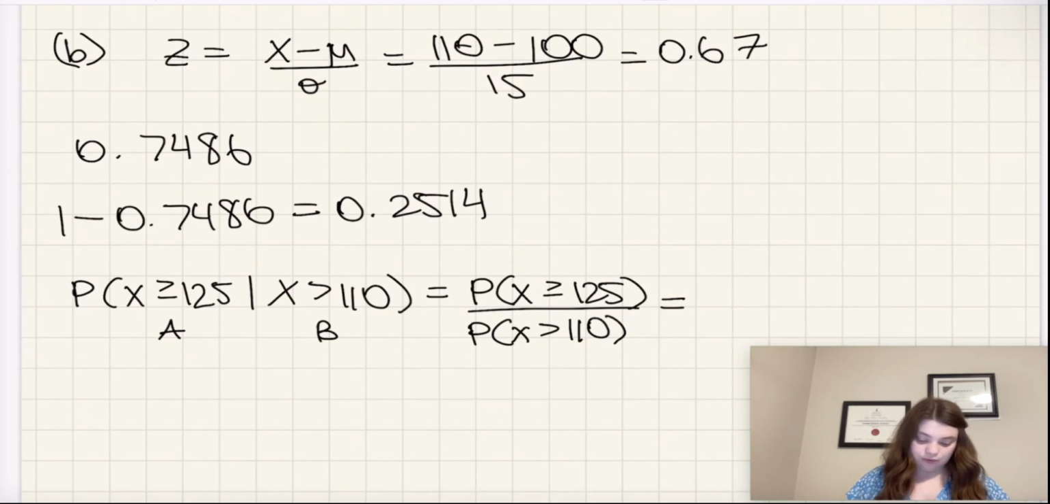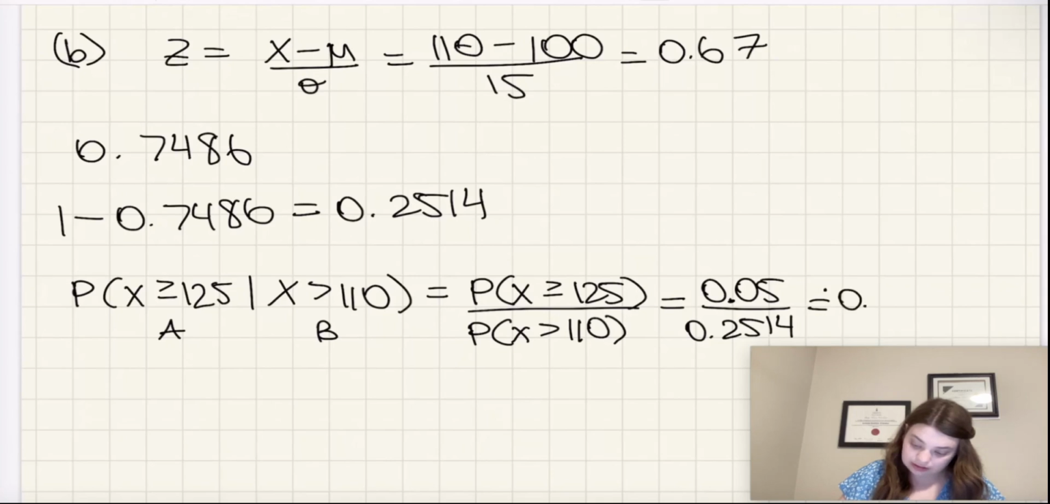And then I'm going to use the probabilities from earlier. So we said that it's 5% of the students who would meet the first requirement of being greater than or equal to 125 for their score. And then that would be over the number we just found. And that is equal to about 0.2. And so therefore, the answer is that the probability that a student meets the school's requirements, given that they have an IQ score of at least 110, would be 0.2 or 20%.